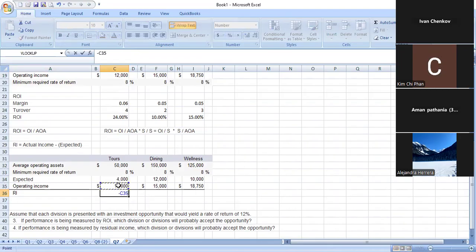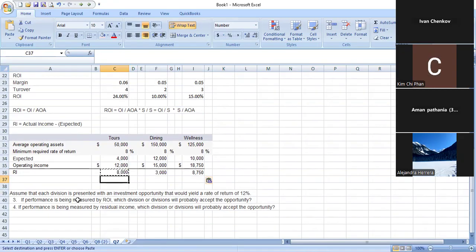I'm getting 12,000, but I wanted only 4,000, so I'm getting an extra 8,000. How about the next one? 3,000. And the next one? 8,875. Now, assume that each division is presented with an investment opportunity that yields a rate of return of 12%.